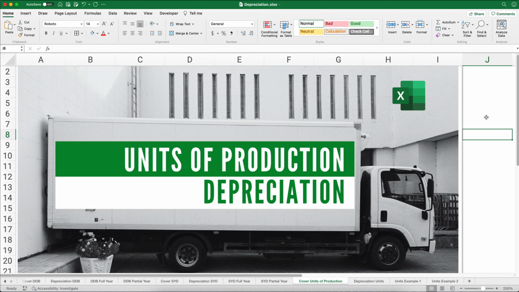Hello and welcome. Today we're working on the units of production depreciation method. This is also called the activity method, so it's a method in accounting of depreciation. We're going to do two problems in Excel, so let's get started.